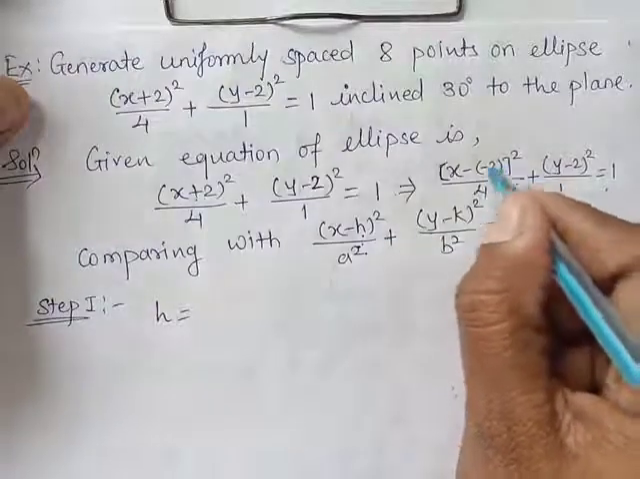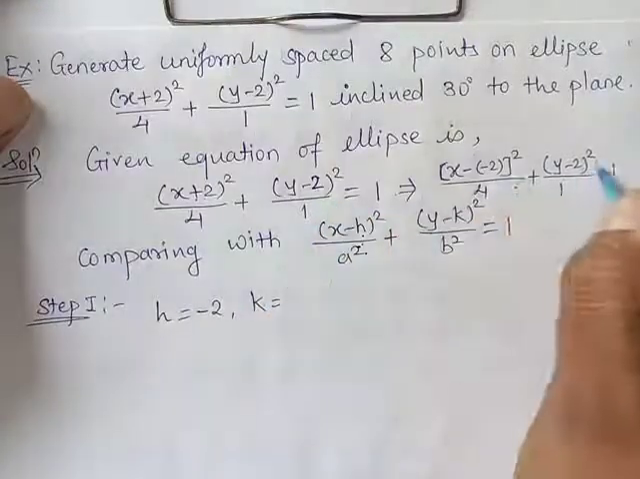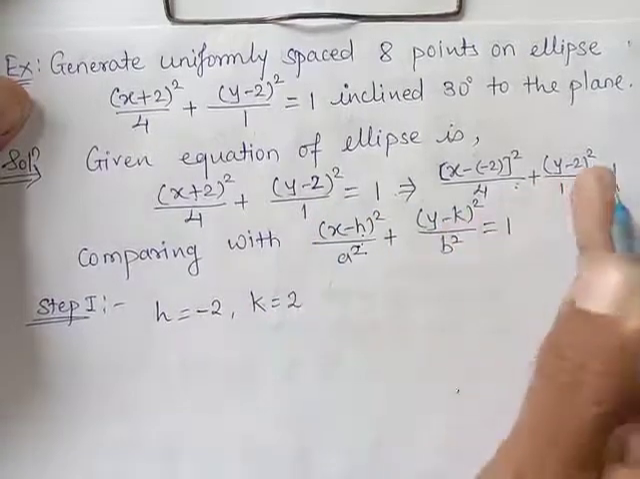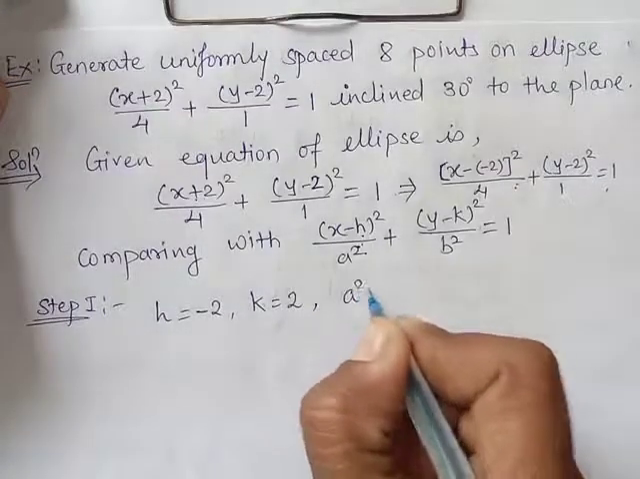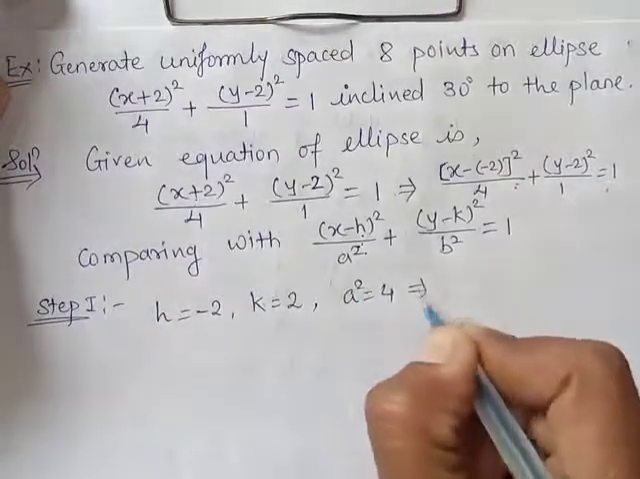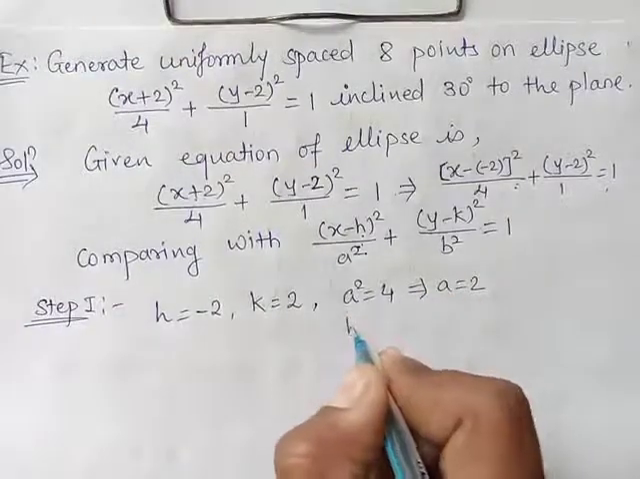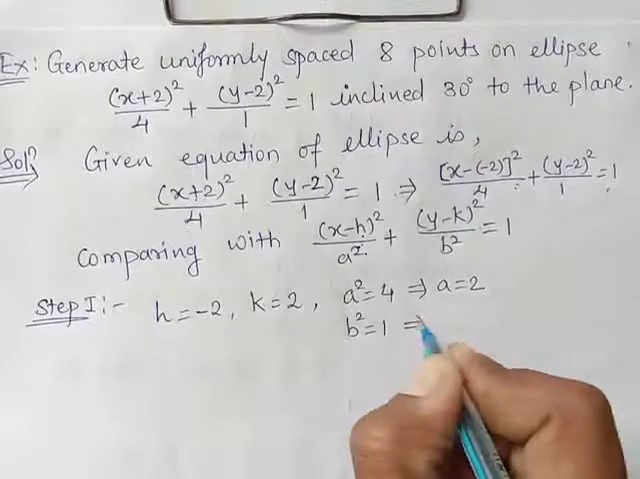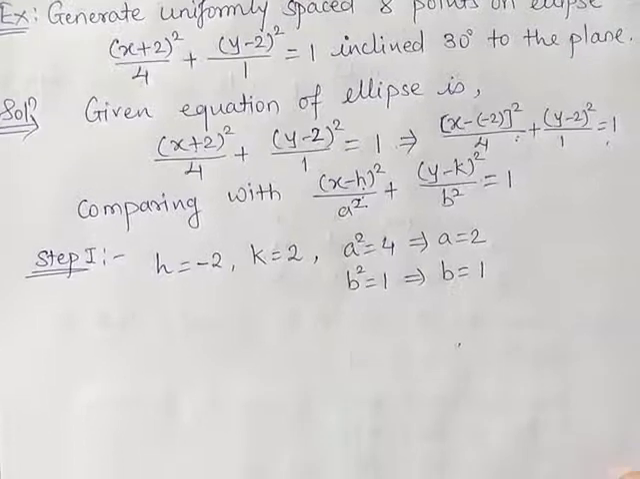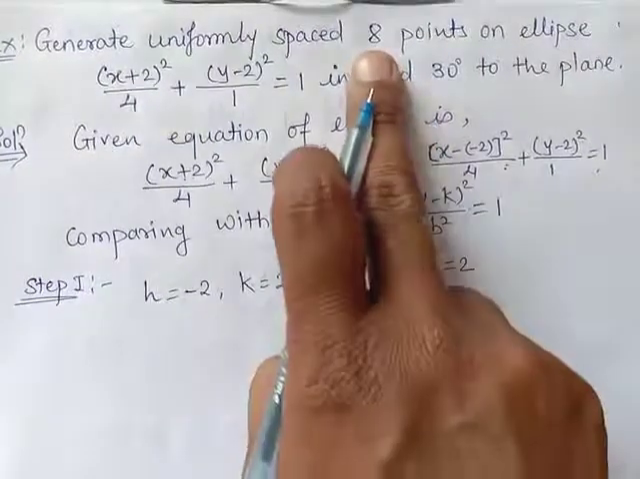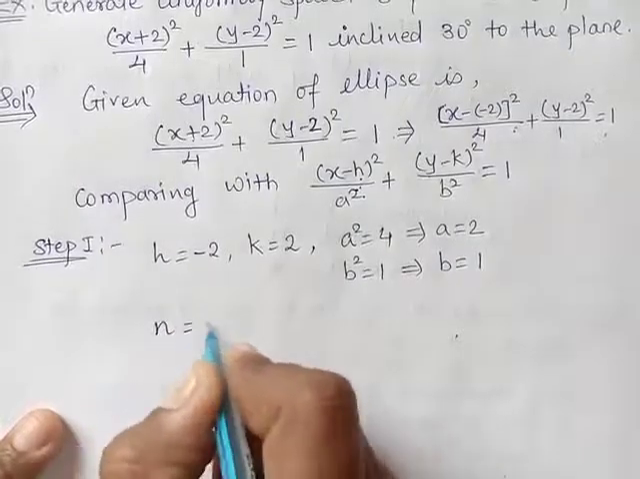Here h is minus 2. What is k? k is 2. What about a? a square is 4, so a is equal to 2. As I said, it is a length. Then b square is 1, so b is equal to 1. Now how many points we have to generate? 8 points. So n is 8.